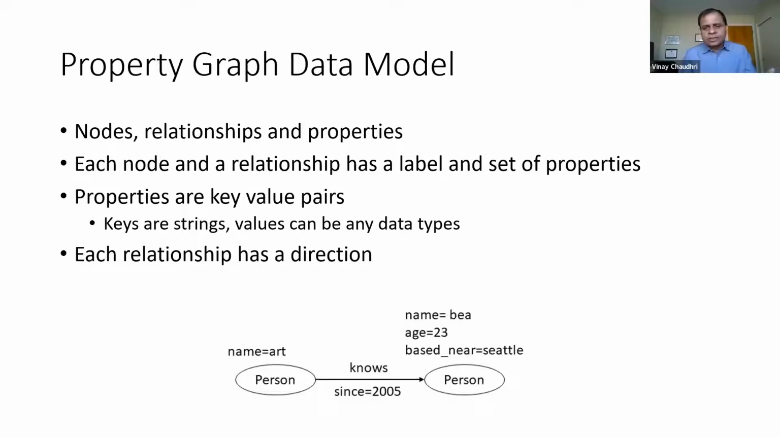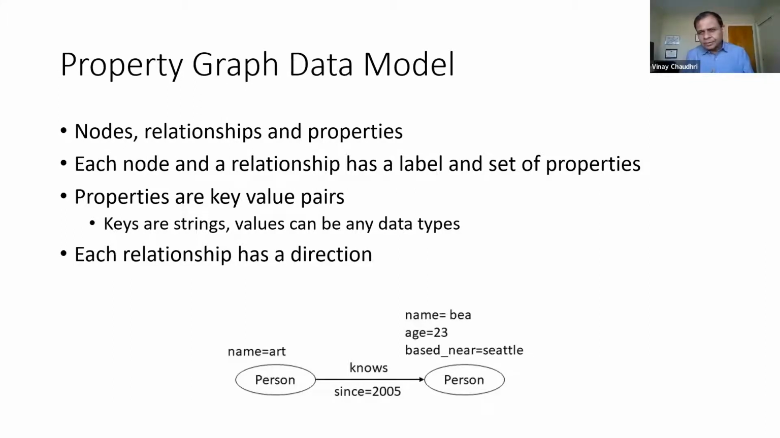So in addition to the basic representation of Art knows Bob, just for illustration, I have shown a few additional properties. For the node to the right, we also have an age property. We have a based near property. And for the edge knows, we have a since property, which captures that Art and Bay have known each other since 2005.